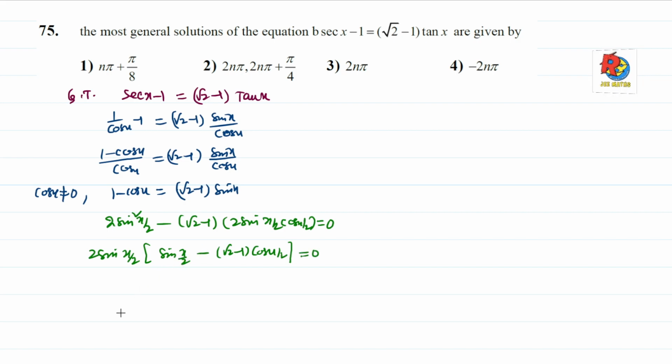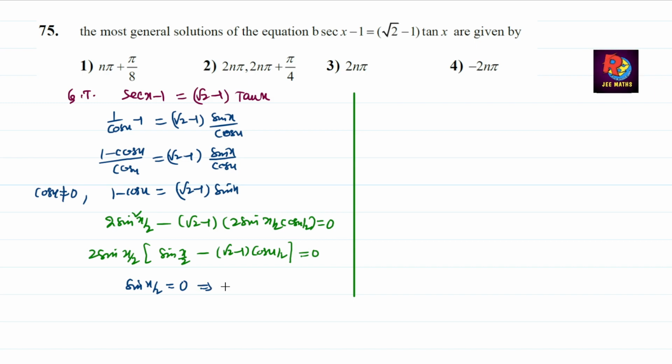Now here you can observe this. I can write sin x by 2 equals 0. So sin theta equals 0, then the general solution is x by 2 equals n pi. Therefore x equals 2n pi. This is one solution.